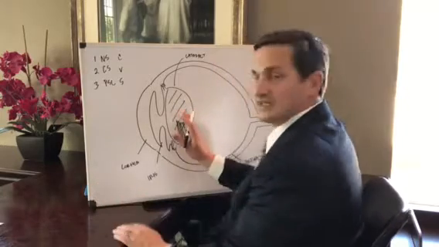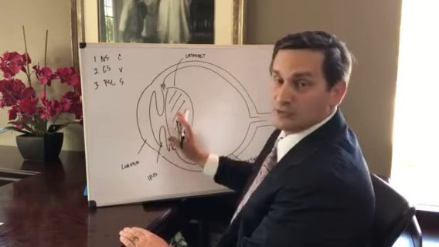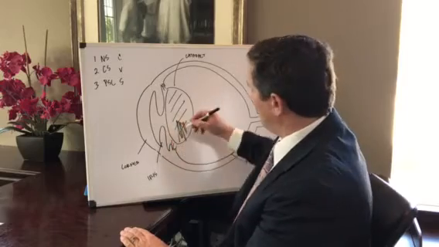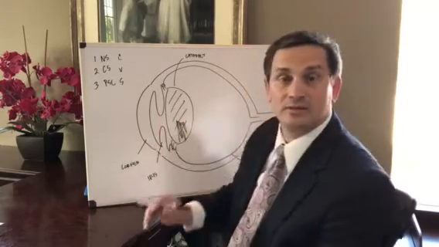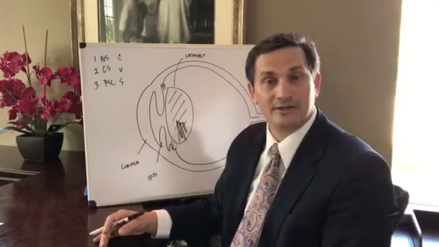Cortical spoking is when the cortex of the lens becomes opacified, causing these spoke-like formations to form in the lens.